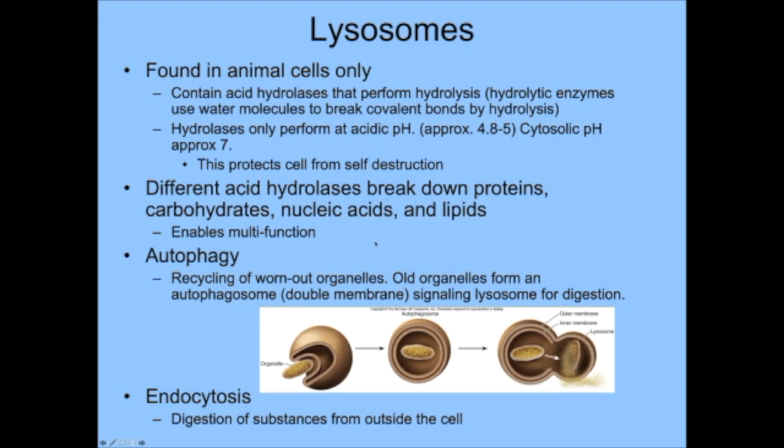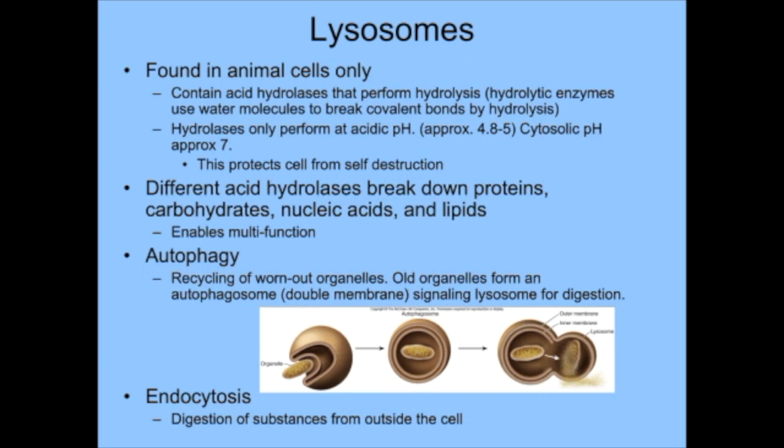Different acid hydrolases are used by these lysosomes to break down different compounds. So some break down proteins, some break down carbohydrates, others break down nucleic acids, and of course lipids. So this allows the lysosome to be multifunctional, to have lots of different functions, and it needs to have that in order to kind of keep the cell nice and tidy and clean.